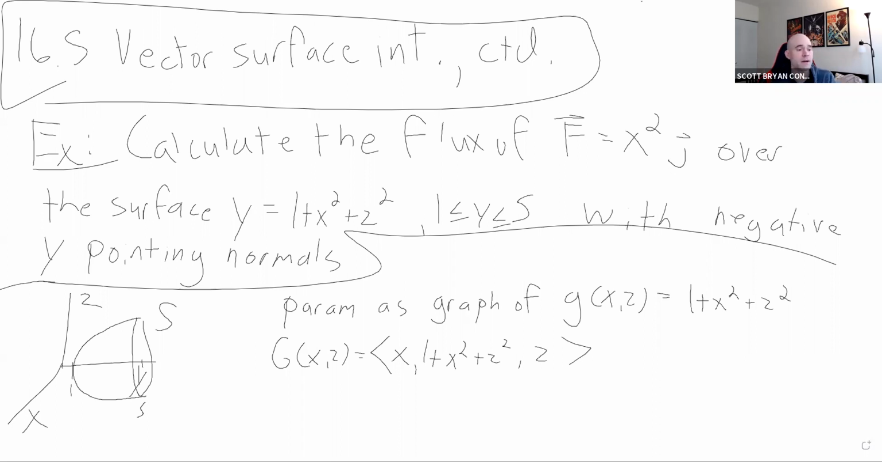And then we have to specify where the parameters x and z live. We're going to do the same thing we do for a graph of a function. We're going to project to the xz plane and look at the shadow of this surface on the xz plane. That's going to be where x and z live. That's going to be the region D.